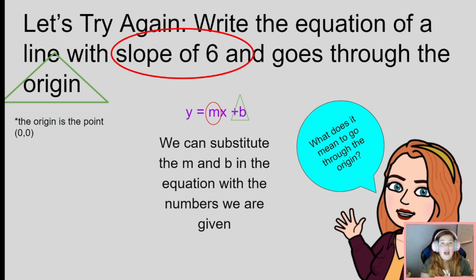So now we can go ahead and continue on. We can substitute the m and the b in the equation with the numbers we're given. Our answer is going to be y equals 6x plus 0. Or you can be lazy, like math sometimes likes to be, and just write y equals 6x. Because plus 0 is adding nothing. It doesn't change the value, so it's not an important 0 for us to include. So the answer here is y equals 6x plus 0, or y equals 6x. So when we're given a slope and a y-intercept, all we have to do is replace those numbers in the original equation with where they go.